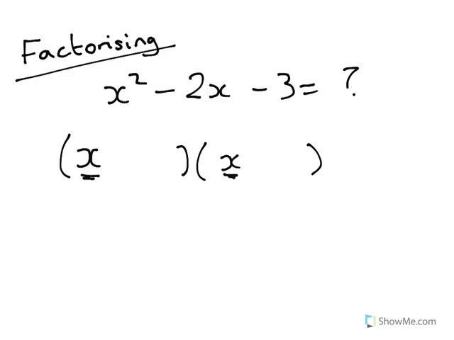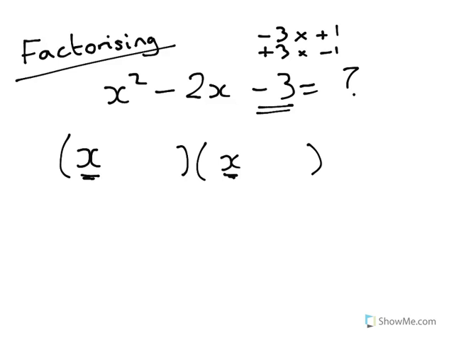But we know other things about it as well. We know that we have to get the answer -3 when we multiply the last two numbers. So there's two different ways we can get -3 with whole numbers. One is -3 times +1, and the other way is by getting +3 times -1. Both of those answers will give us -3. Agreed? -3 times +1 gives us -3, and +3 times -1 gives us -3.